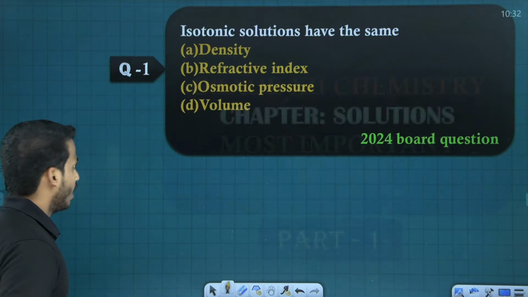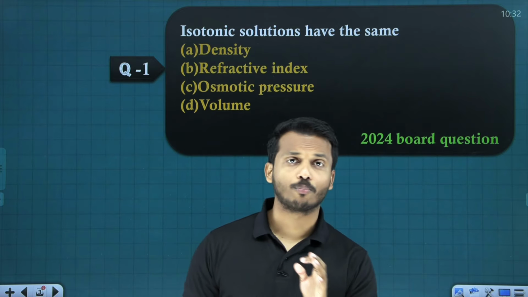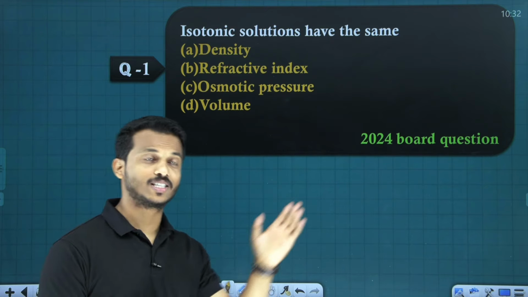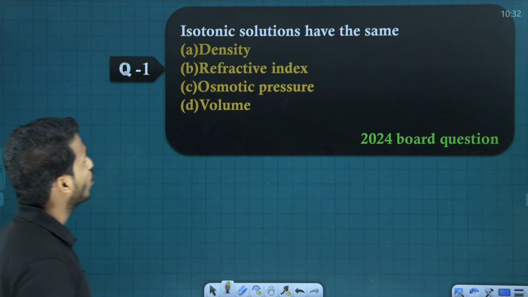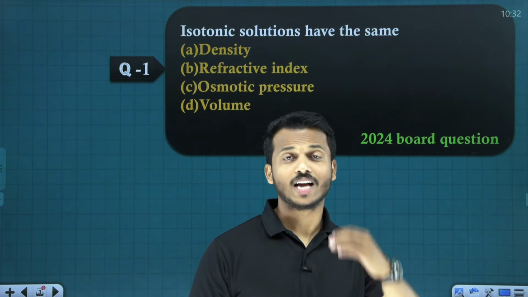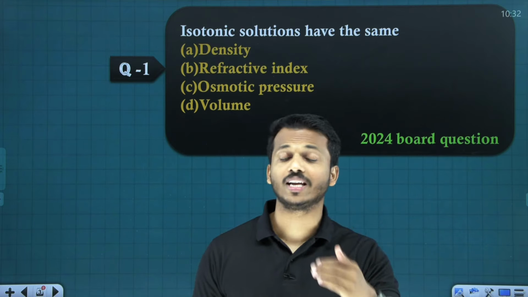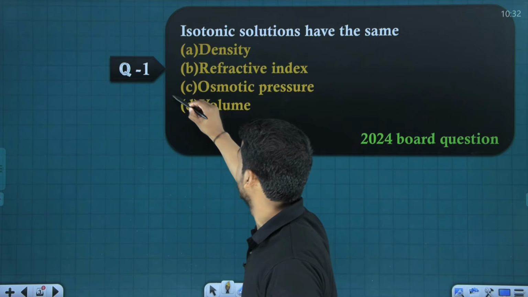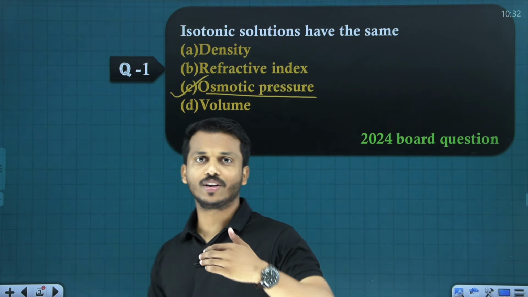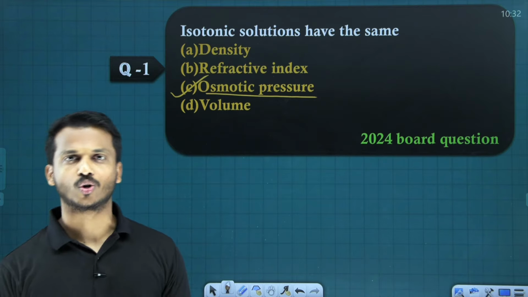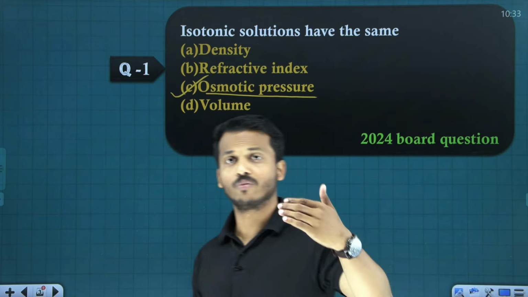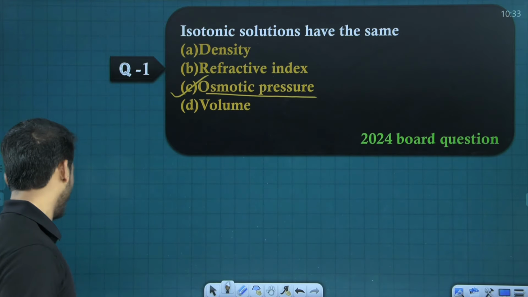Let's start from the 2024 board exam, what they asked. A simple question from a previous board paper: isotonic solutions have the same... Directly we can answer, right? What are isotonic solutions? The solutions having the same osmotic pressure. Those solutions having the same osmotic pressure, we call isotonic. The one with a higher osmotic pressure, we call hypertonic. The one with a low osmotic pressure, we call hypotonic.